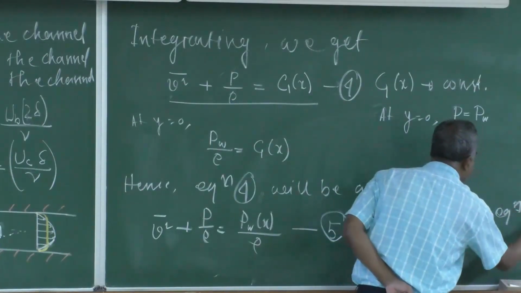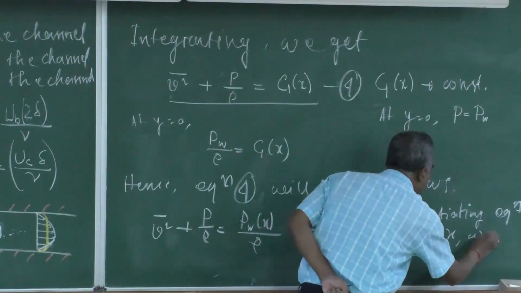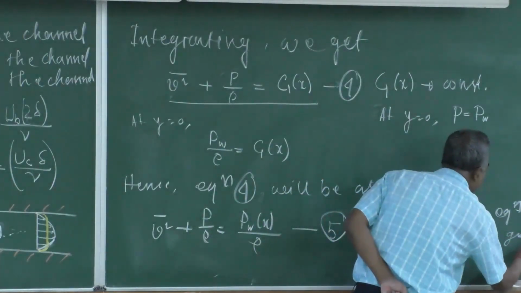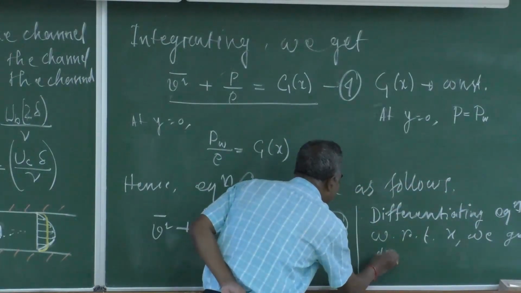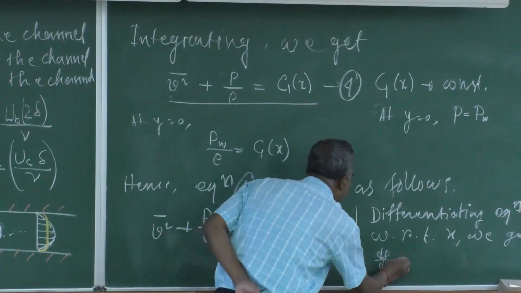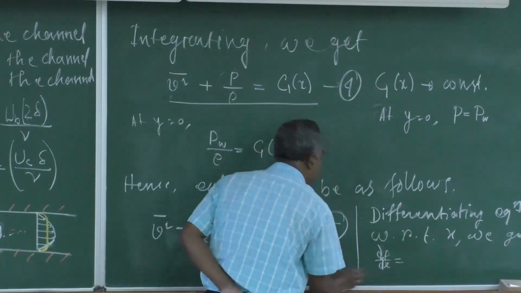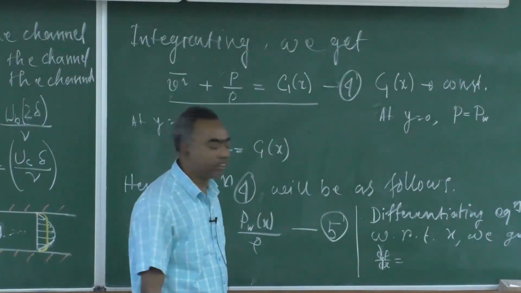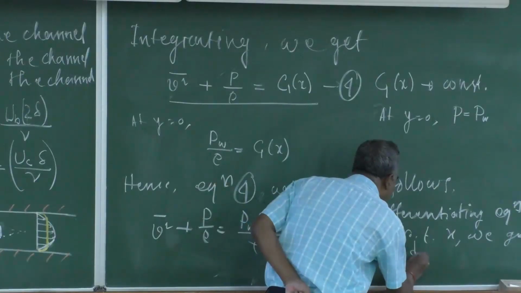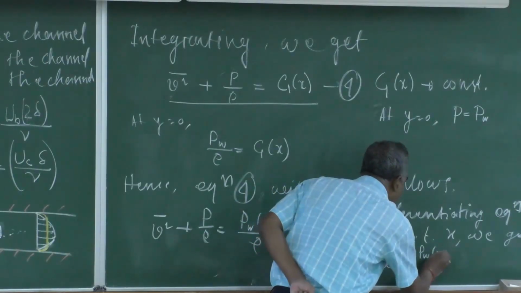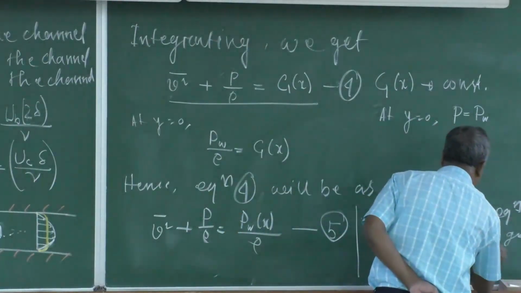Equation 5 with respect to x, we get what? We get one very important relation, that is ∂p/∂x equals to, sorry, it should be partial, because p is a function of both x and y. The left hand side p should be partial. The right hand side we can write dPw/dx. So, let us say this is our equation 6.